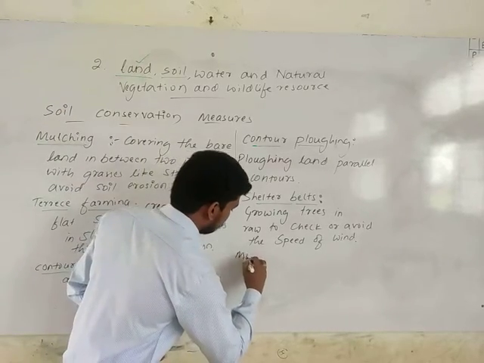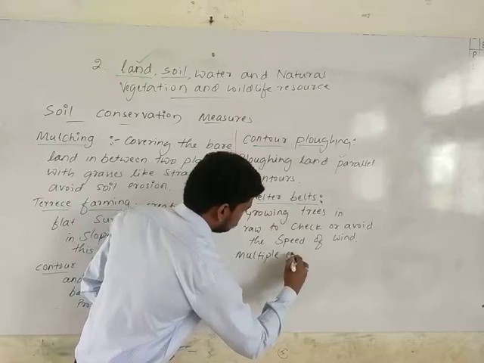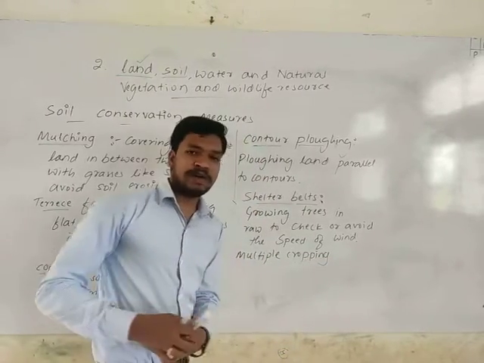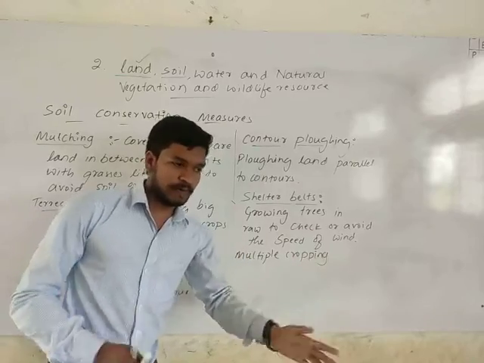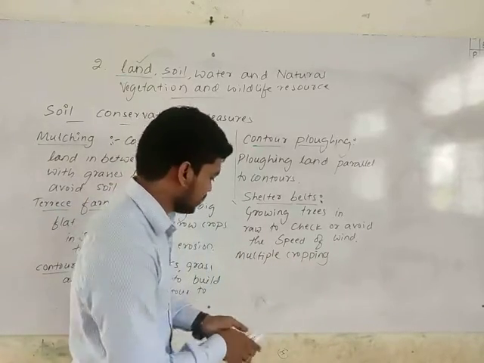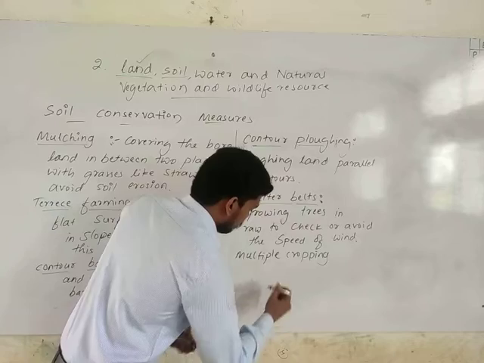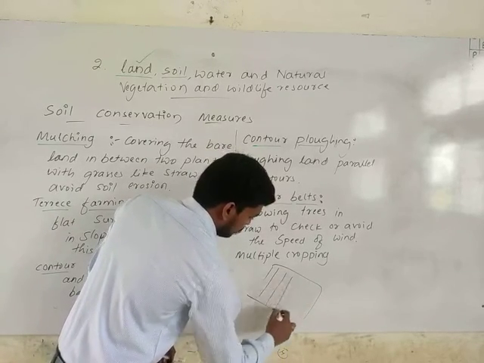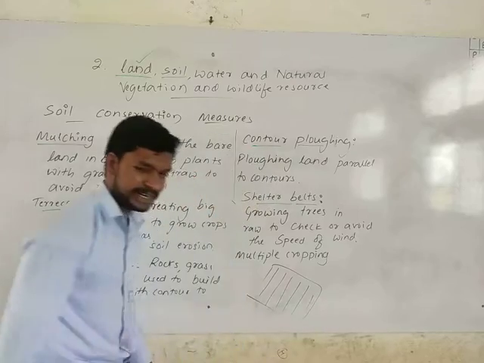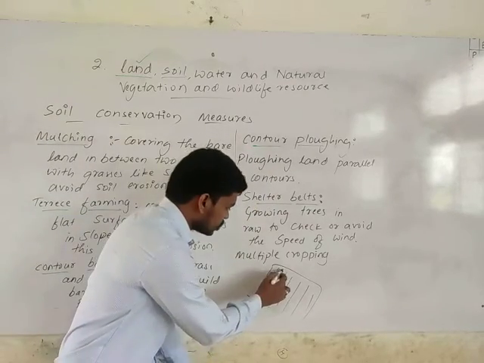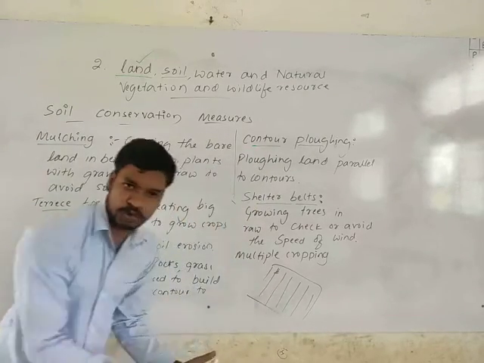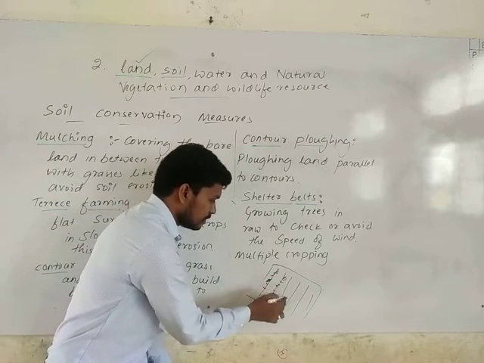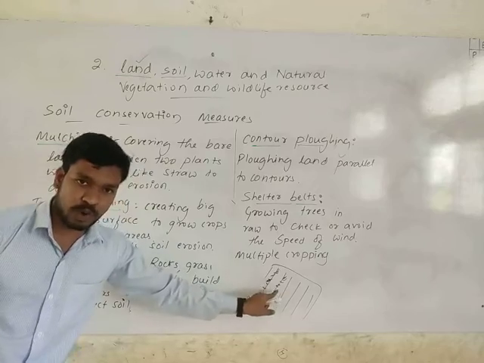Another one is multiple cropping. Multiple cropping means growing more than one crop in an agriculture area. So what happens in the agriculture field? We grow kapu in this row, like sugar cane. We grow the kapus in this row. So you'll have a gap in between these two rows. We are growing kapu over here and here.